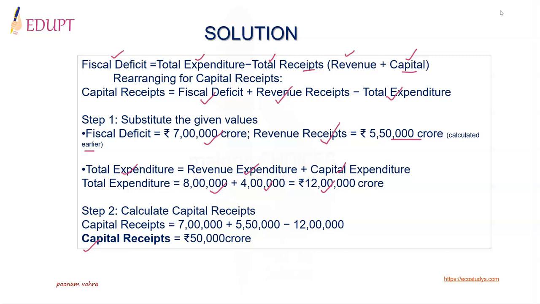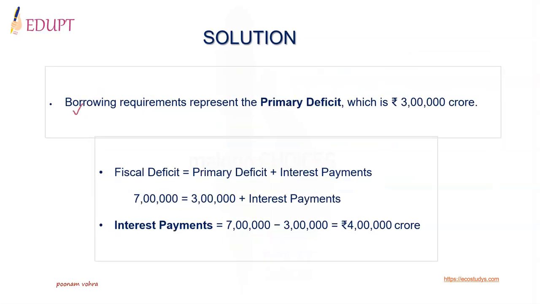Now it is easy to find capital receipts, which is fiscal deficit 7 lakhs plus revenue receipts we have found 5 lakh 50,000 minus total expenditure we have just found is 12 lakhs. So the answer is 50,000 crores. Next is to find borrowing requirements of the government, and borrowing requirements represent the primary deficit, which is given as 3 lakh crores.